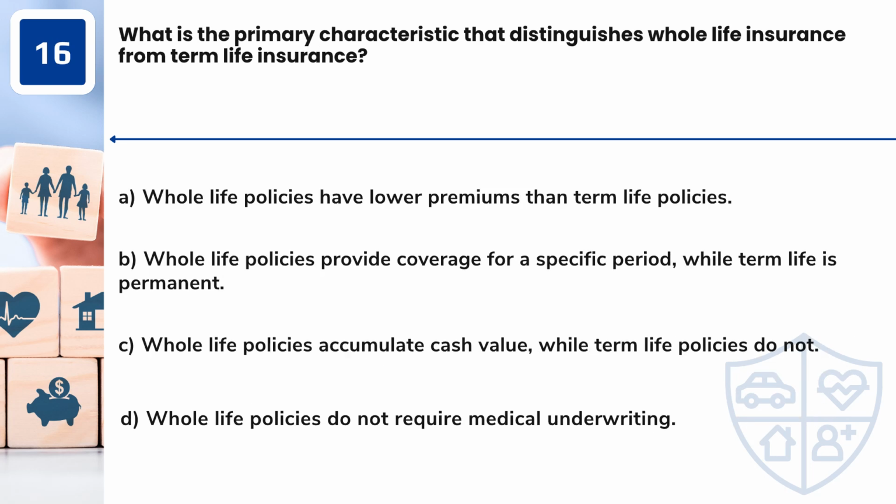Question 16. What is the primary characteristic that distinguishes whole life insurance from term life insurance? A. Whole life policies have lower premiums than term life policies. B. Whole life policies provide coverage for a specific period, while term life is permanent. C. Whole life policies accumulate cash value, while term life policies do not. D. Whole life policies do not require medical underwriting.